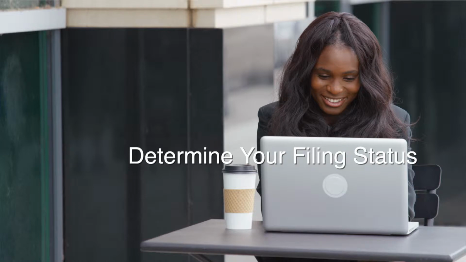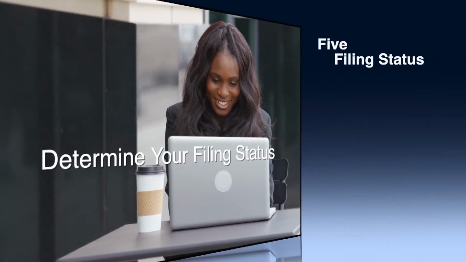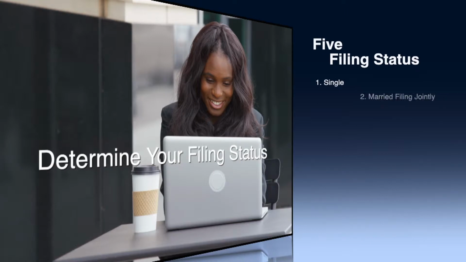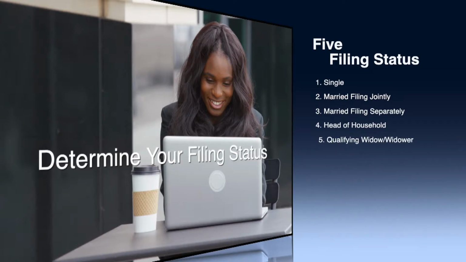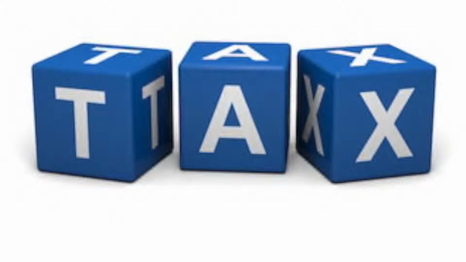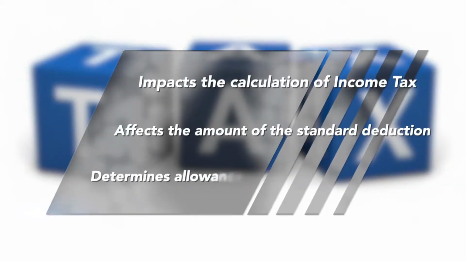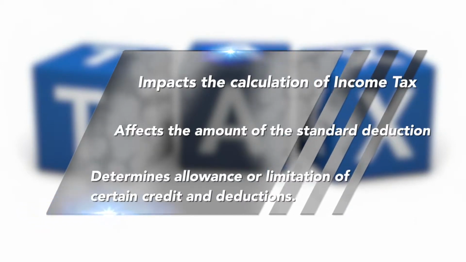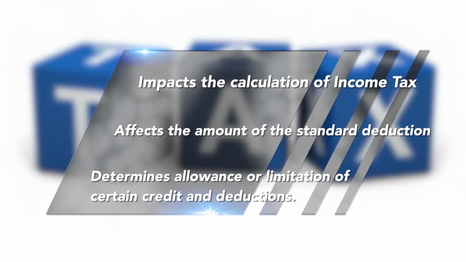The first step in filing your income tax is to determine your filing status. As you probably know, there are only 5 filing status. 1. Single. 2. Married filing jointly. 3. Married filing separately. 4. Head of household. And 5, the last one, is qualifying widow or qualifying widower. Filing status is important because it impacts the calculation of income tax, affects the amount of the standard deduction, and determines allowance or limitation of certain credits and deductions.